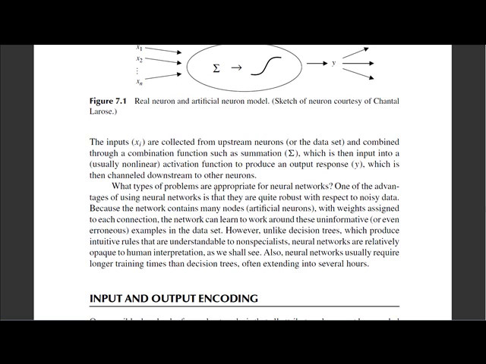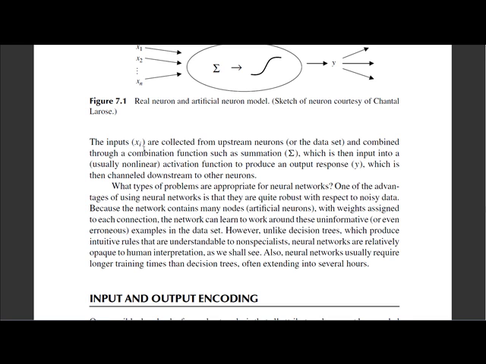What types of problems are appropriate for neural networks? One of the advantages of using neural networks is that they are quite robust with respect to noisy data. Because the network contains many nodes, artificial neurons, with weights assigned to each connection, the network can learn to work around these uninformative or even erroneous examples in the data set.